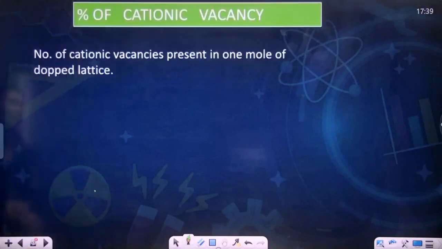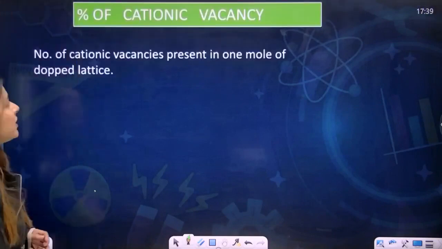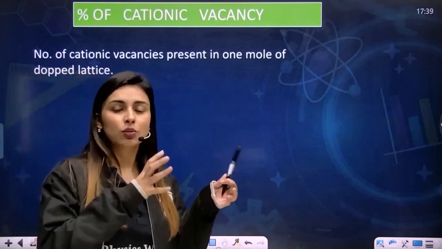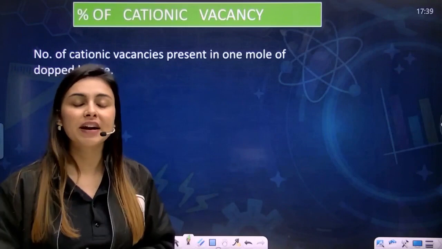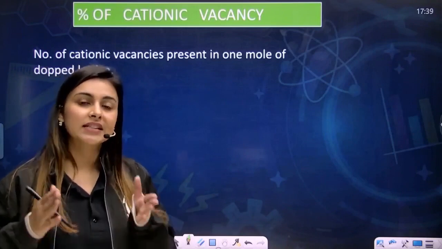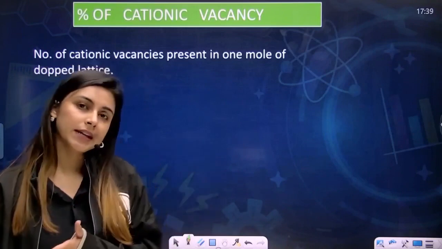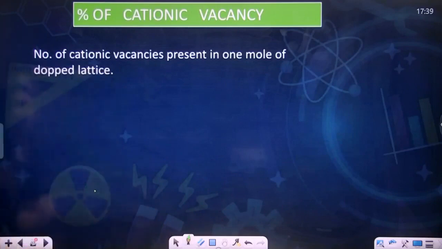Number of cationic vacancies present in 1 mole of doped lattice is equal to the, you have to relate both of the valencies, and find out how many vacancies a particular ion creates. Okay, perfect. Please write it down.